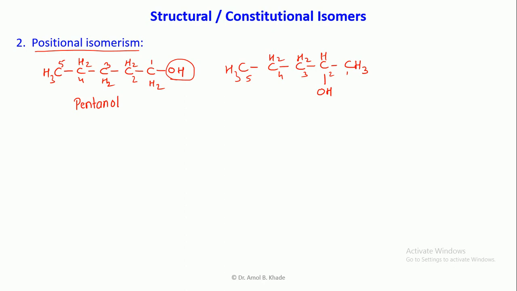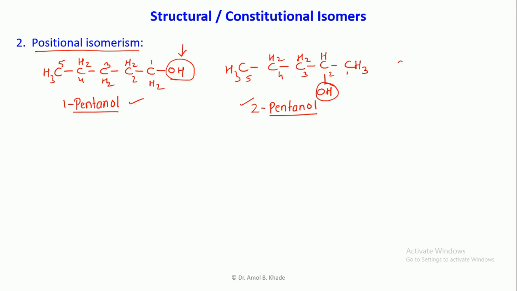So here the name of this compound will be 2-pentanol. Okay, so remember here this is also a pentanol, this is also a pentanol. This is actually 1-pentanol, or simply you can write pentanol, but in this case it is 2-pentanol. So what has been changed? The functional group which was here at carbon 1 has changed from carbon 1 to carbon 2. Okay, it has come here. So this is referred to as the positional isomer. The position of the functional group has been changed.